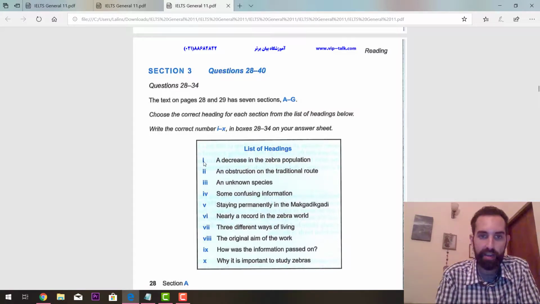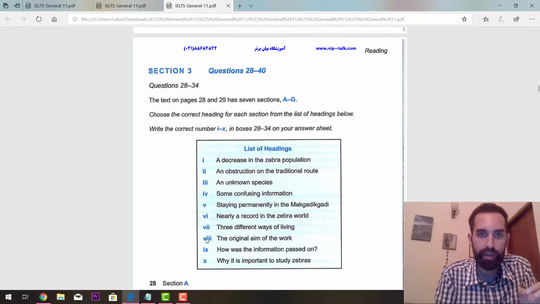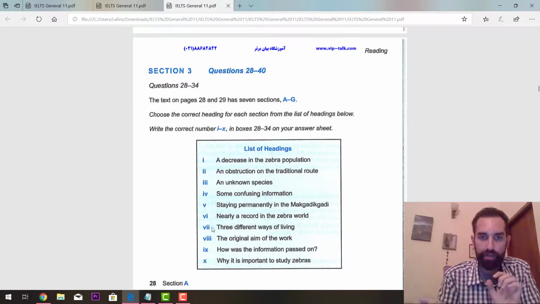Okay, so this is I, these are all going down. This is in Roman numerals. This is 1, 2, 3, 4, 5, 6, 7, 8, 9, and 10. All of those in Roman numerals. Okay, we're going to be using these to answer these. So these, varying Roman numerals, will be the answer for the questions. Okay, and we're going to be matching them to whether it's A or G.